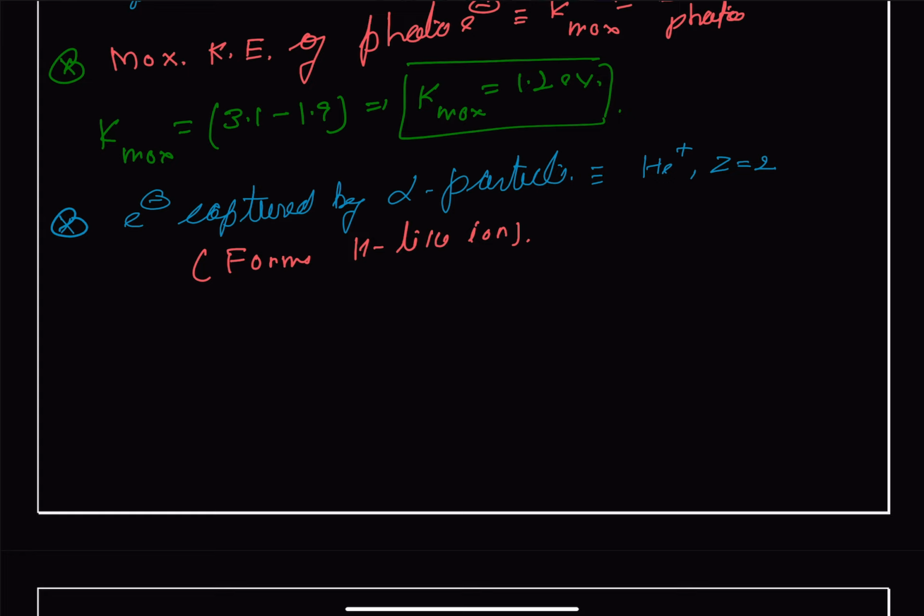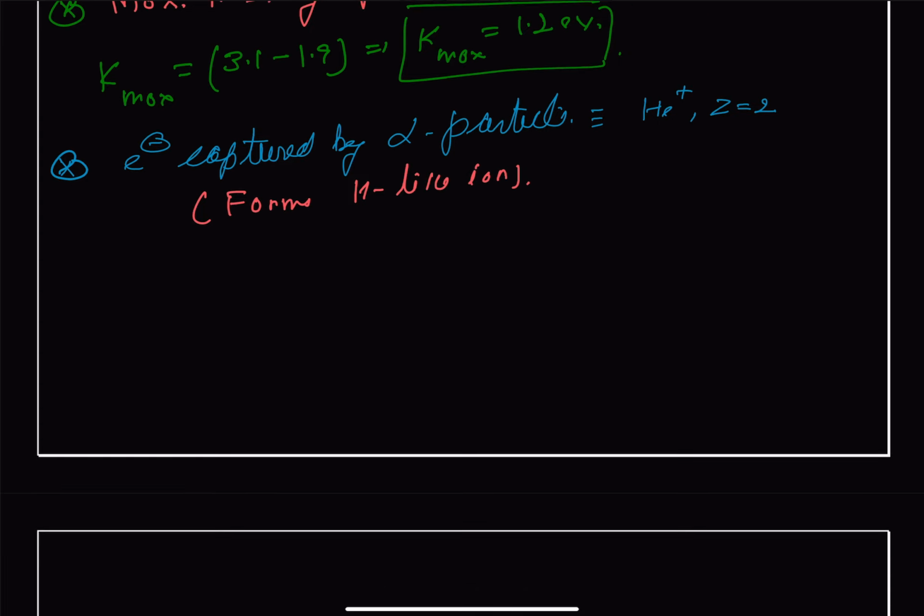So therefore we can say the energy level for hydrogen-like atom. The formula is quite straightforward. For the nth level, it will be equal to minus 13.6 Z square upon n square.